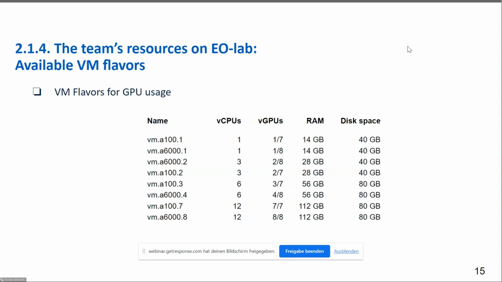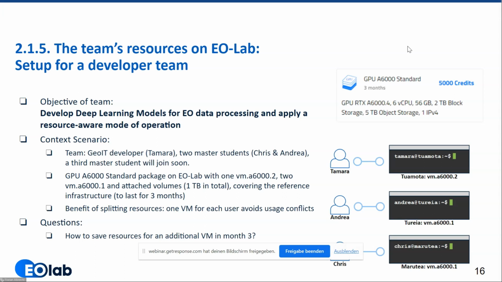So imagine you have the situation of this developer team here with the objective to develop deep learning models for EO data processing and apply a resource-aware mode of operation. So yes, processing is one thing, but also knowing how you use up the resources is the second thing. And your team consists of a GeoIT developer, we call her Tamara, and 2 master students, Chris and Andrea. And it is expected that a third master student will join soon.